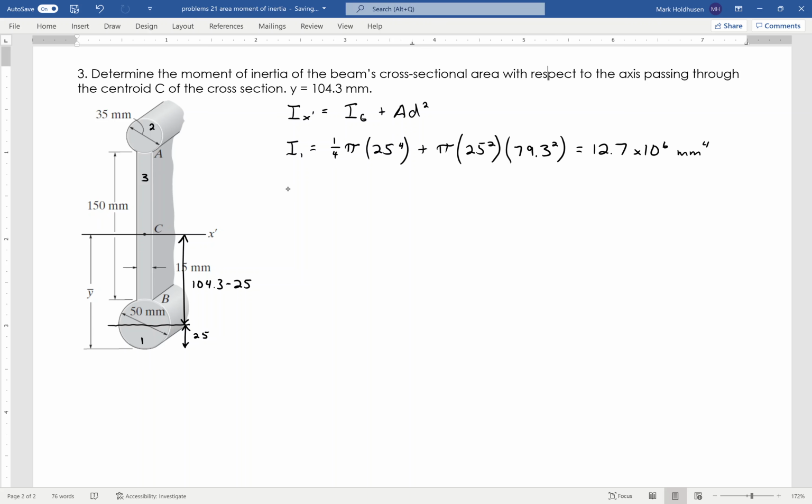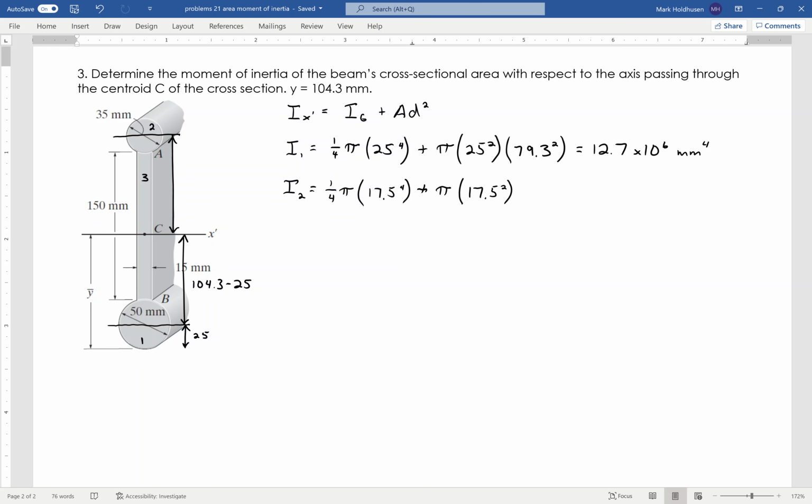Okay, I'll do something very similar for that top guy right there. This one's going to be 1/4 pi, and then this will be 17.5 to the fourth. That's the radius of that top circle. And then pi r squared, same radius, 17.5. Again, that's the moment of inertia about that centroidal axis. Now I need the distance. So I'm looking for this distance right here. That's the d that I'm looking for.